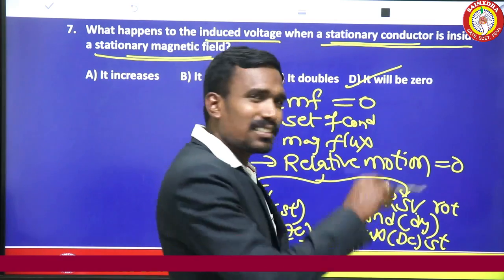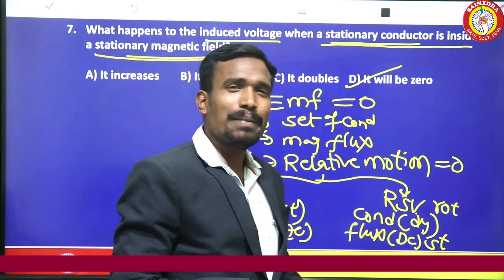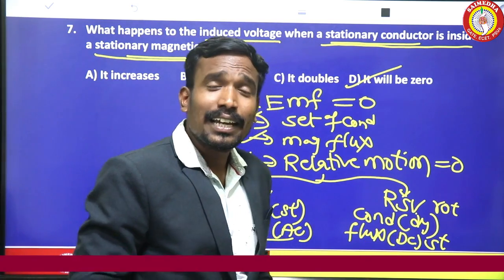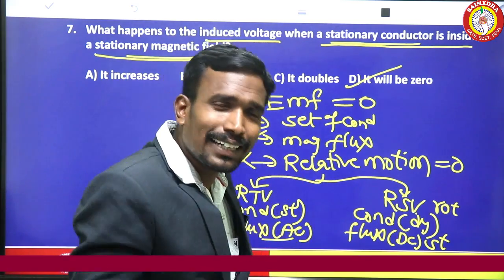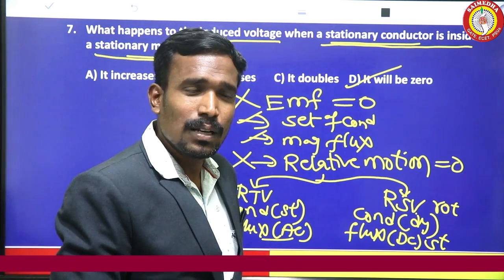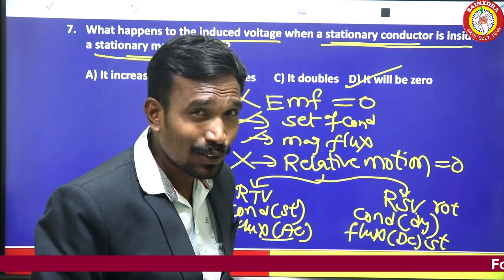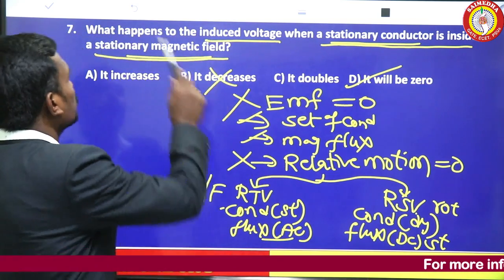Here, the conductors are rotating and the magnetic flux is DC, nothing but in generators. In generators, the conductors are rotated by a prime mover, but the field winding is given a DC supply. Yes or no, guys? So the answer is this one.